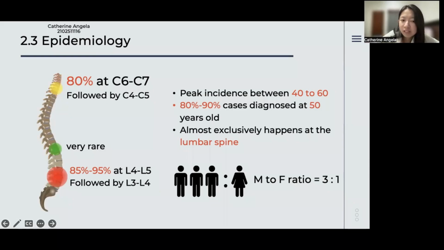This degenerative disease is most common after 50 years old, with a percentage of between 80 to 90%. This correlates with a peak incidence of spondylosis between the ages of 40 to 60, although it may begin as early as the first decade of life. The male to female ratio of the disease is 3:1.